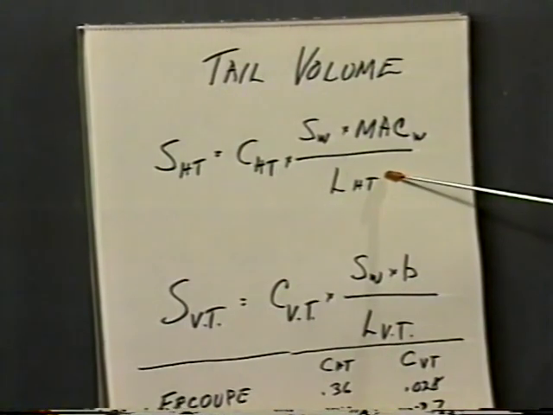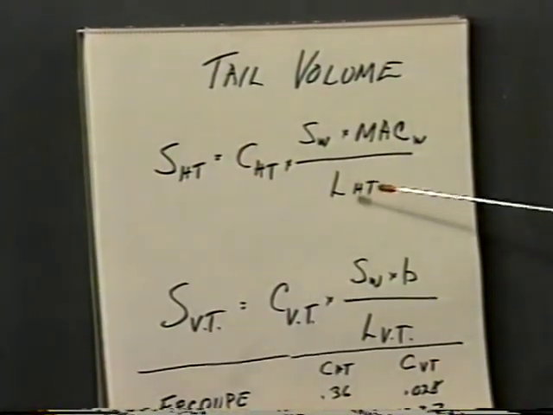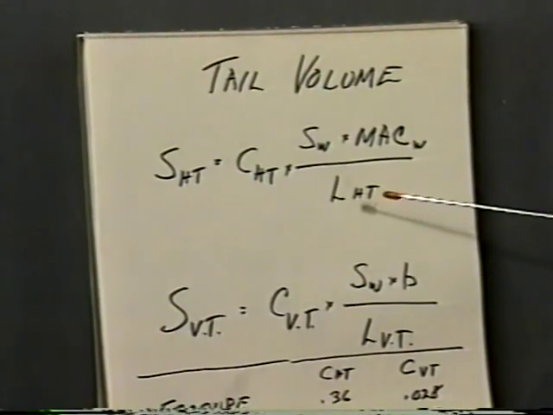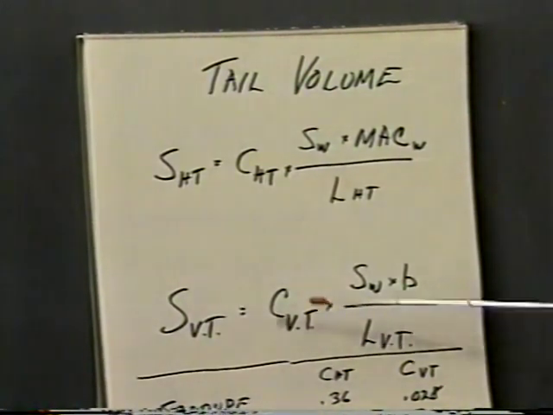Divide that by the length from quarter chord of the wing to quarter chord of the tail. That distance is what LHT would be. Put these factors into here and you can get a pretty good idea of the amount of area you need for your horizontal tail. For the vertical tail, it's somewhat the same.